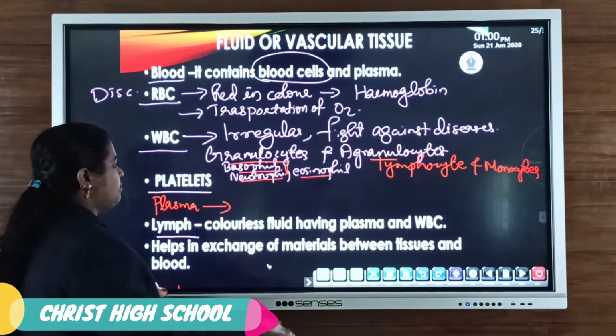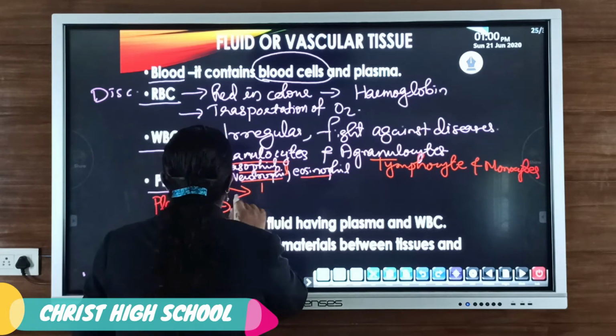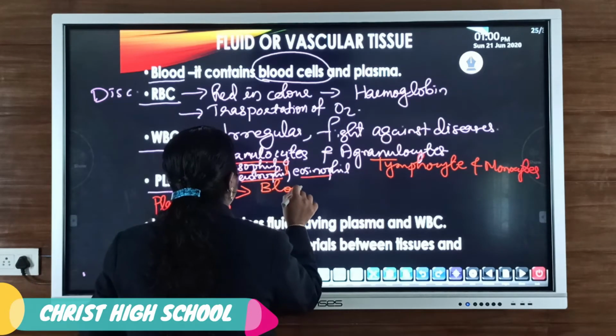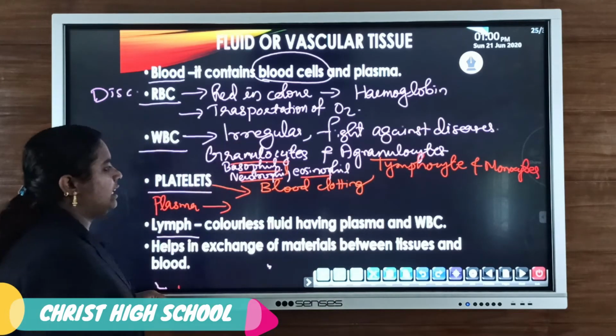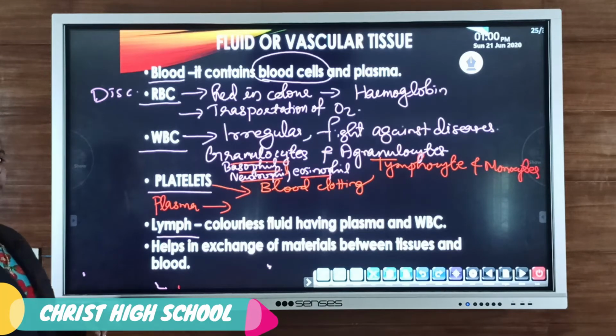Then platelets. The main function of platelets is blood clotting. If any cut or injury takes place in our body, platelets come and accumulate at the injured site, and they form a meshwork-like structure, a network, which prevents further flow of blood from that injured part. So platelets help in blood clotting.